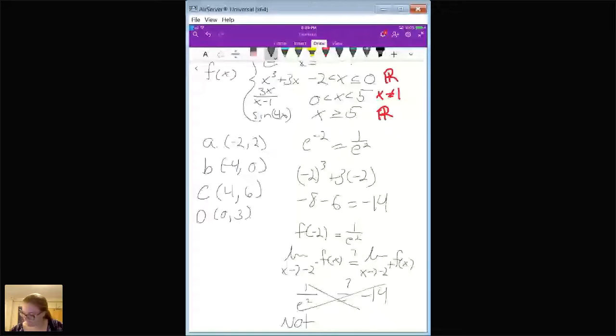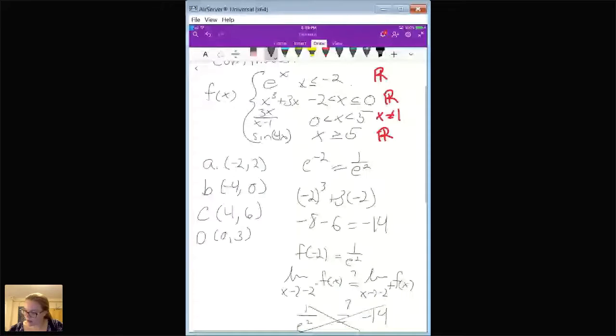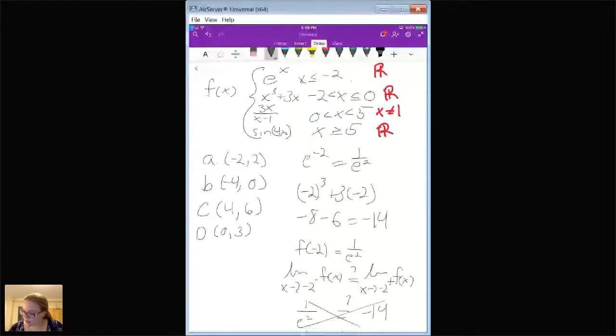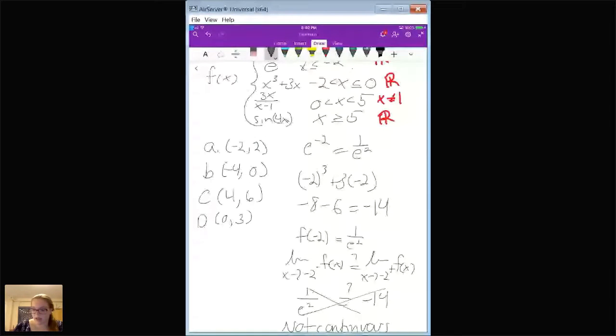at that point. So based on that, are there any points we can rule out here? Okay, yes, I agree with B. So B has an interval that has the point -2 between e to the x and x cubed plus 3x. So it can't really be B because we know that at -2, it is not continuous. Okay, can we rule out A though? What about A?